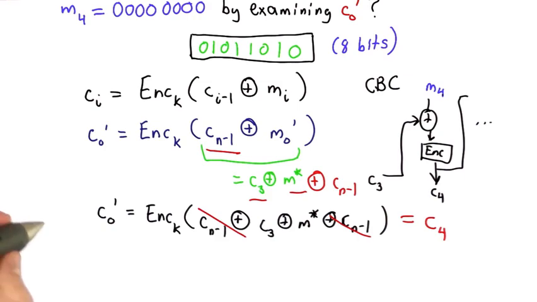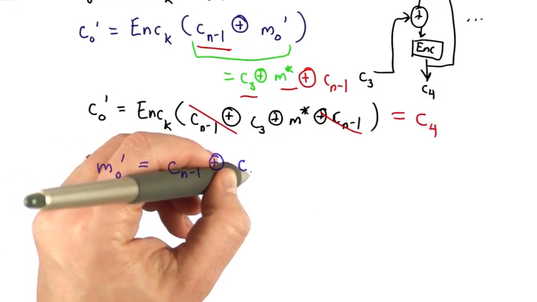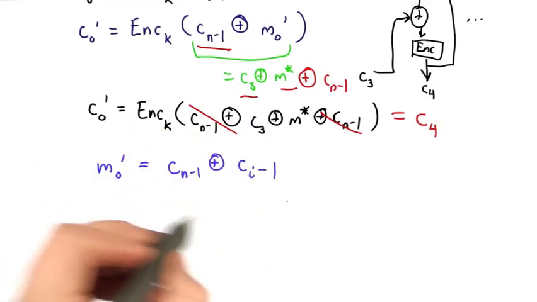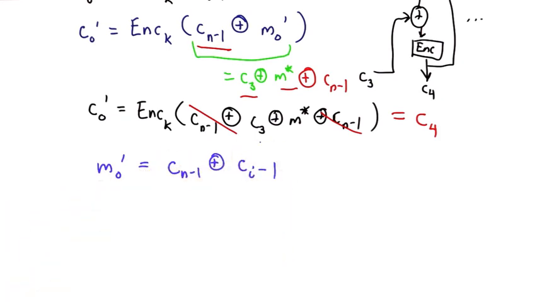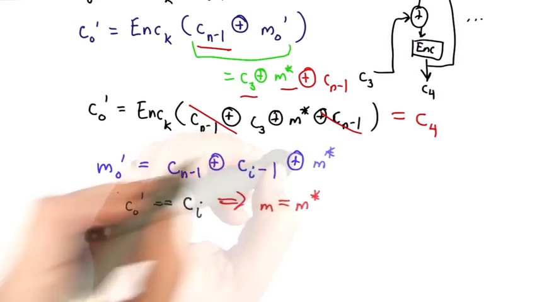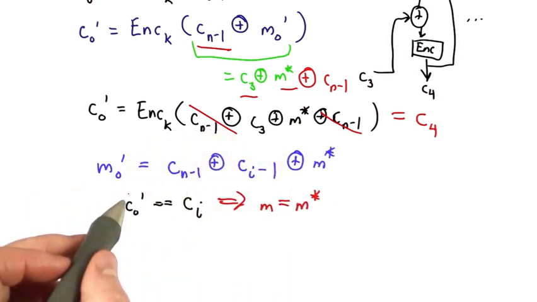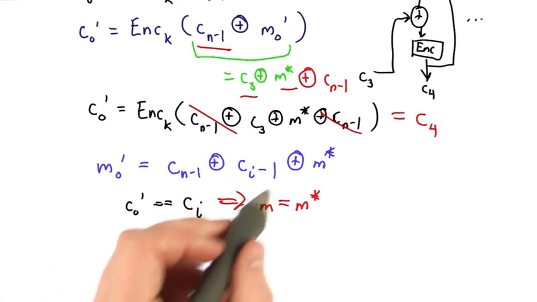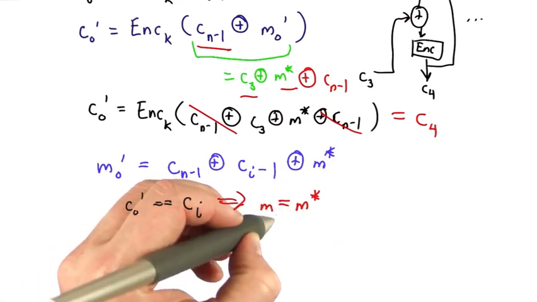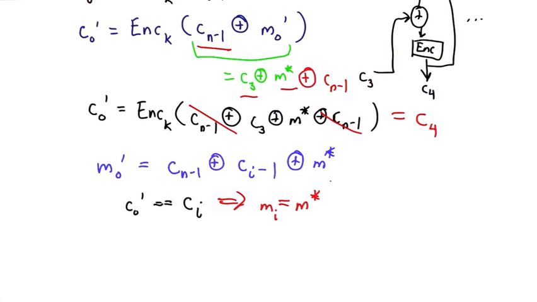And of course, we can generalize this. If we can pick the value of M0 prime to be the XOR of the last ciphertext block and the one before the one we want to guess, and our guess, that means what we learn, if the ciphertext block that results from the new message is equal to ciphertext block I, then we know that block MI is equal to M star. So how serious is this attack?